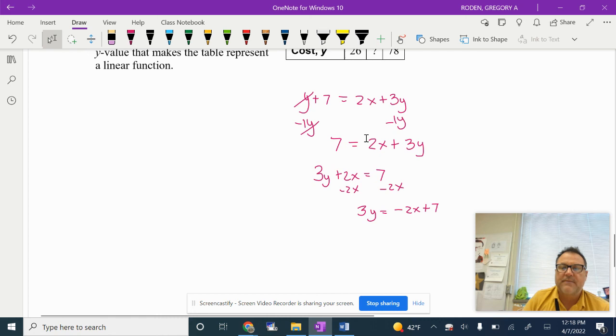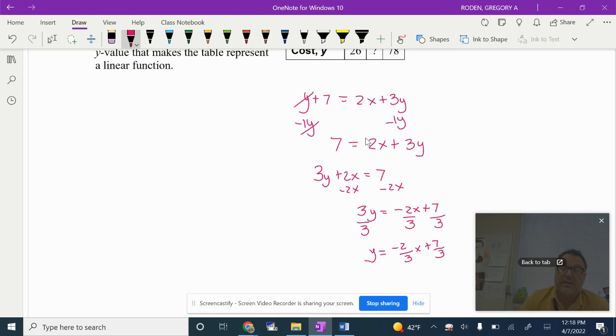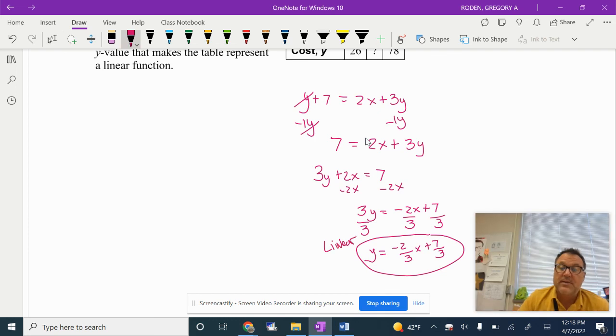Now I'm going to divide everything by 3. I'm putting it in slope-intercept form. So I get this kind of ugly equation that is y equals negative 2/3 x plus 7/3. Now that looks really ugly, right? But it's linear, and here's why it's linear. X is in the numerator. It's on top, right? And there's no x to the second power or anything like that.